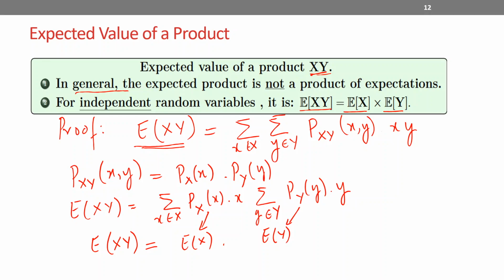Let's say two independent rolls of dice, and we're looking at the joint expectation of X and Y. That is equal to the expectation of X times the expectation of Y.